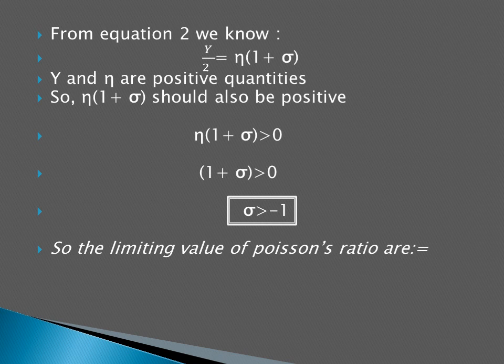Finally, the theoretical value of Poisson's ratio is greater than -1 and less than 0.5.